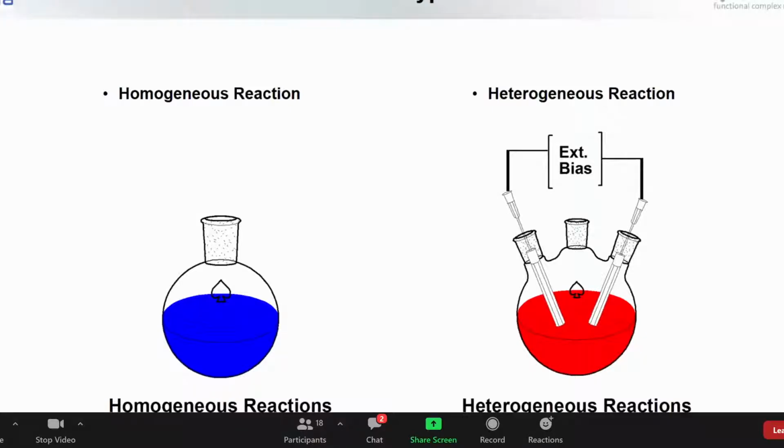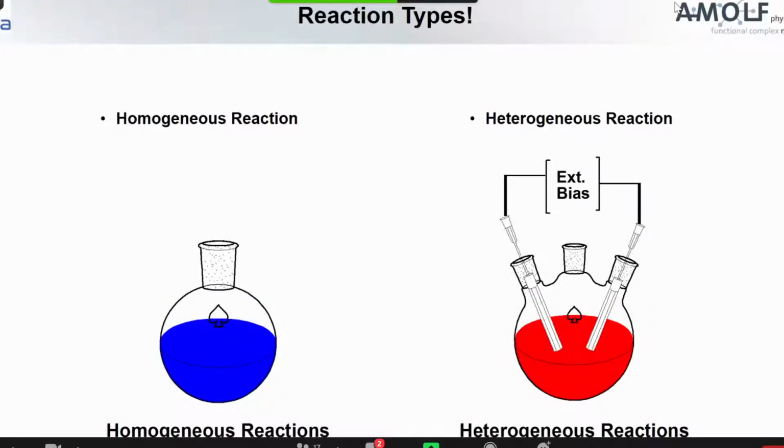One way to classify reactions is into homogeneous and heterogeneous reactions. Homogeneous reactions are where the reactants and products participating in a reaction are in the same phase. And if I now put electrodes and apply an external bias to a reaction that is not happening in the bulk or solution phase, but at the interface of two different phases, that reaction is called a heterogeneous reaction.